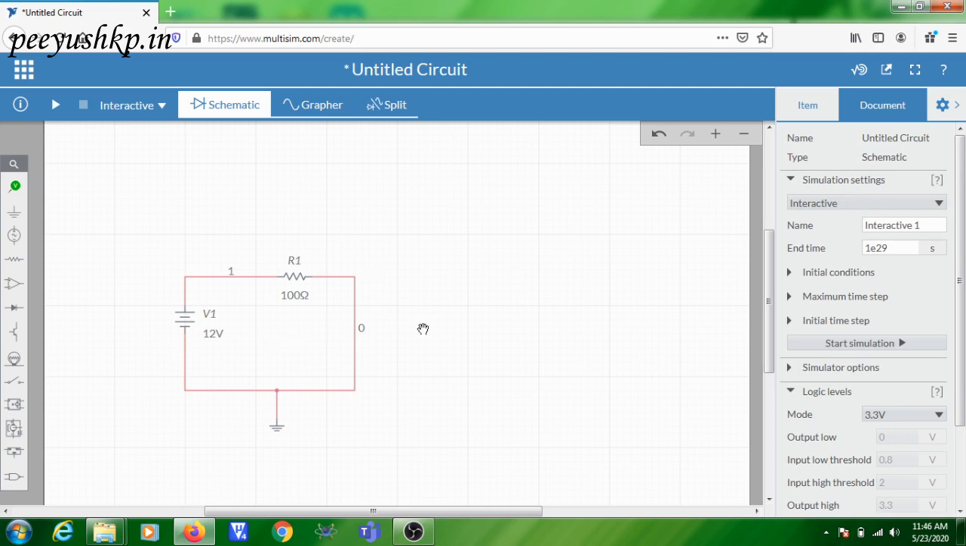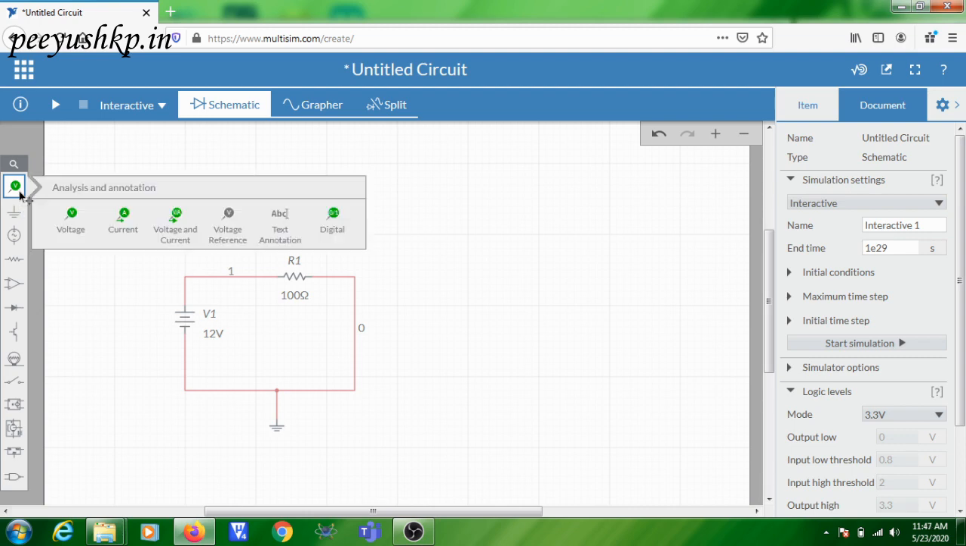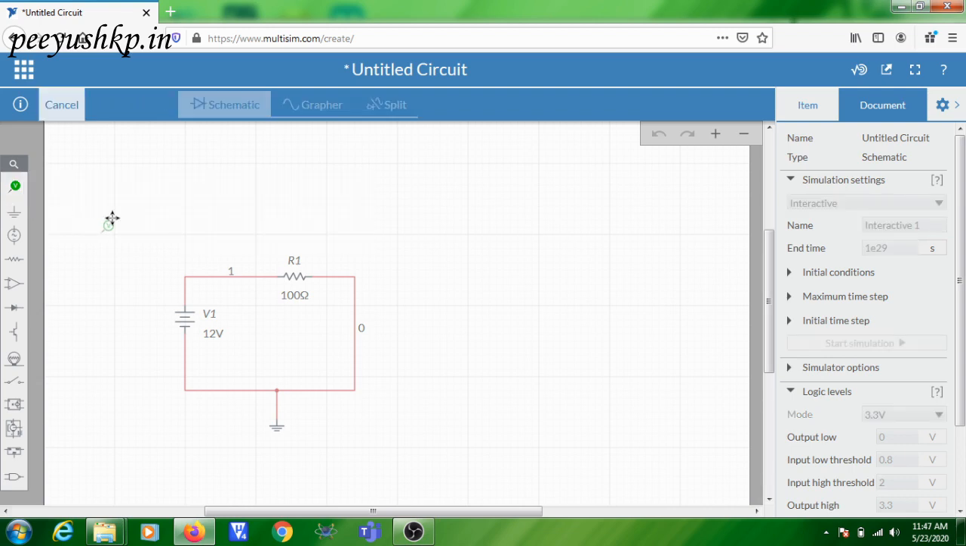What are you going to do with the circuit? You need to see the voltage across the resistance R1. Similarly, what is the current flowing through the resistance R1? That is my experiment. For measuring the voltage and current, you need something known as probes, current probes and voltage probes. To get the probes, you can click on this analysis and annotation tool. You can see the voltage probe is there, the current probe is there, all kinds of probes are there. For now, you are clicking on the voltage probe.